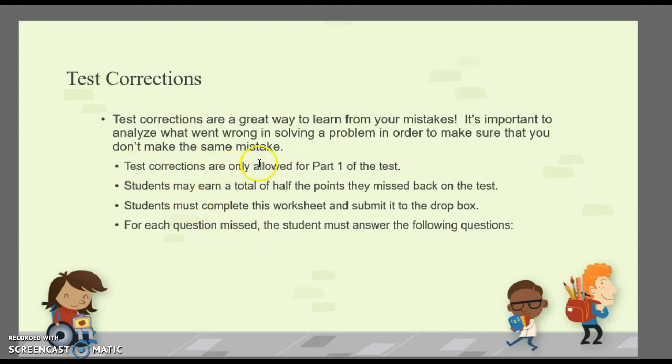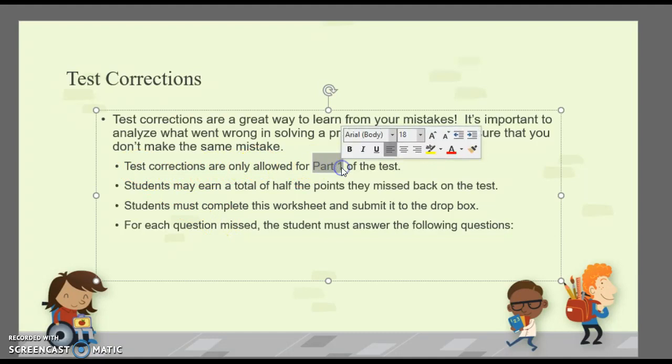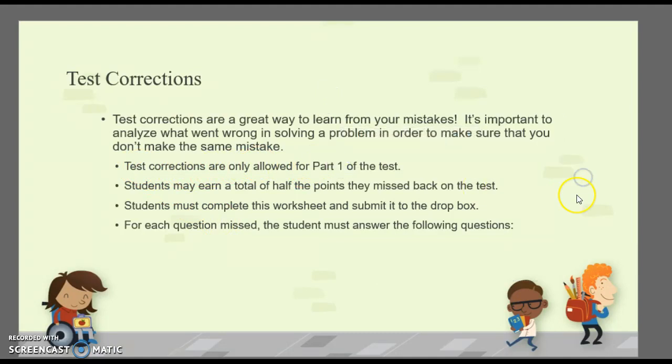Test corrections are only allowed for Part 1 of the test, the computer scored portion, not the teacher graded portion. The reason for that is because on the teacher graded portion, I give you a rubric on the test. I tell you exactly what to do. So if you don't get it right, it's probably because you didn't read the rubric.